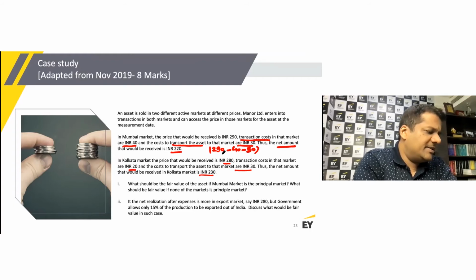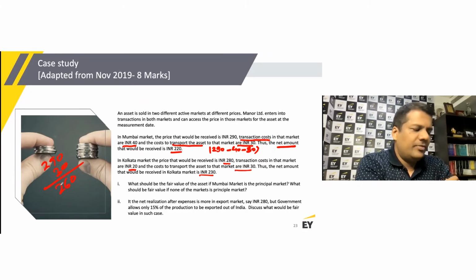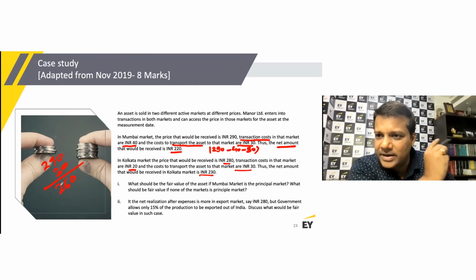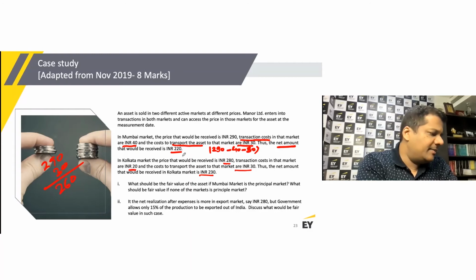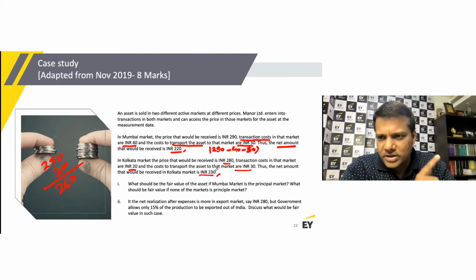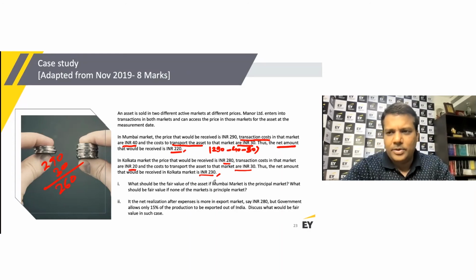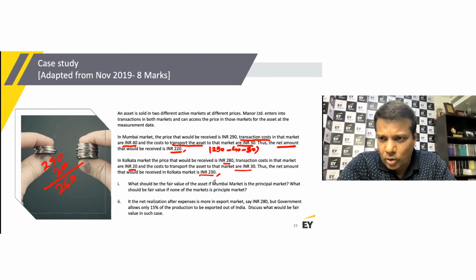So, if Mumbai is the principal market, what should be the fair value, right? The fair value will be 290 minus 30, which is the transport cost, which is 260, okay? Now, if none of the markets is a principal market, then I need to determine the most advantageous market. My realization in Mumbai is 220, whereas here it is 230. For the purpose of determining the most advantageous market, I'm going to consider both the transaction cost and the transport cost. When I do that, I realize that Kolkata is the most advantageous market because my net realization is 230 in Kolkata.